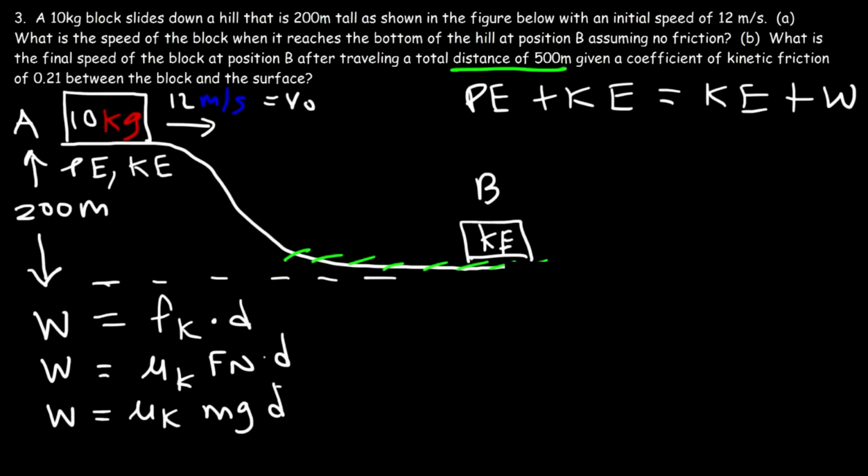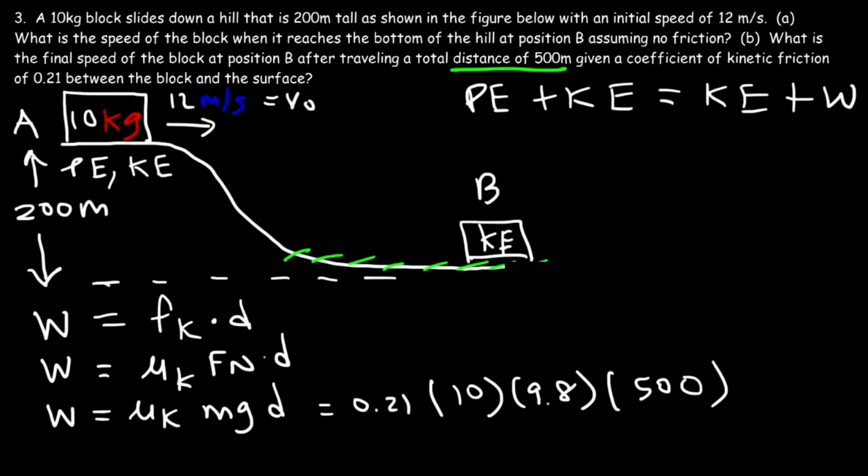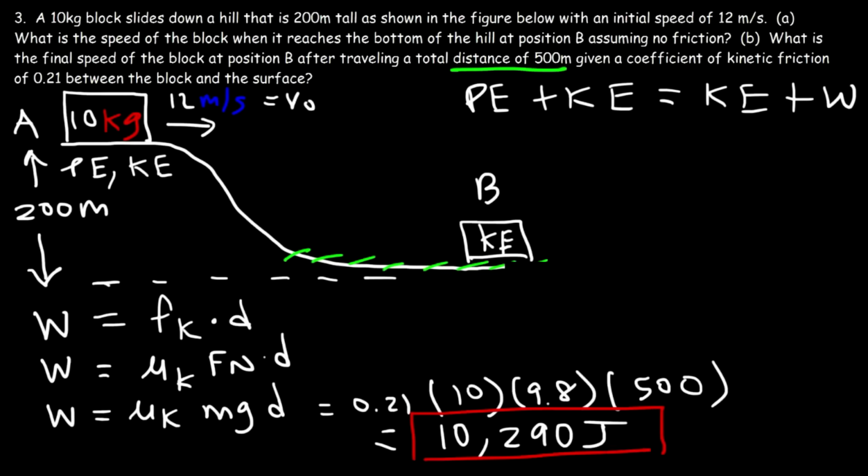So now let's go ahead and calculate the work done by friction. So it's mu k, which is 0.21, multiplied by the mass of the object, which is 10, times g, times the distance that the object acts over, which is 500 meters. So let's multiply 0.21 by 10, by 9.8, and by 500. So you should get 10,290 joules. So that's the work done by friction.